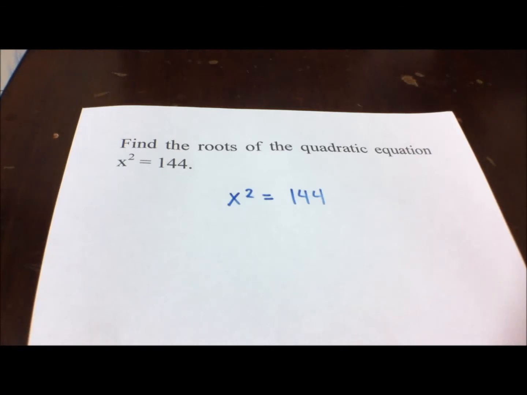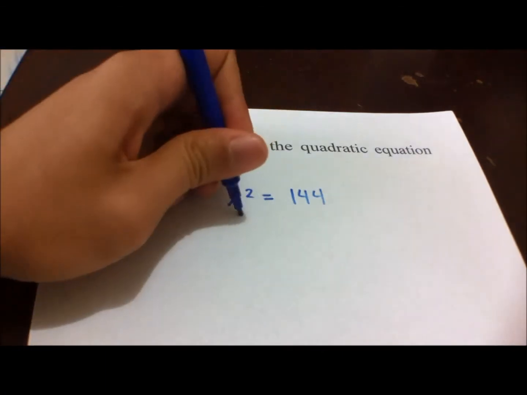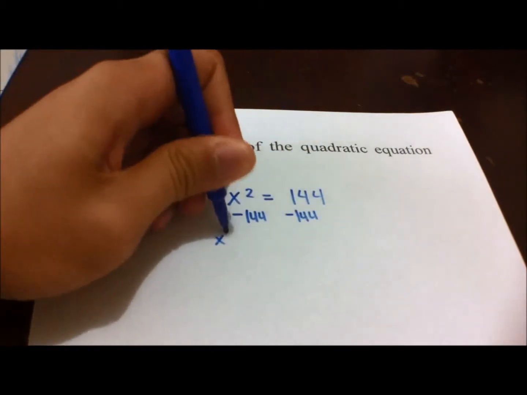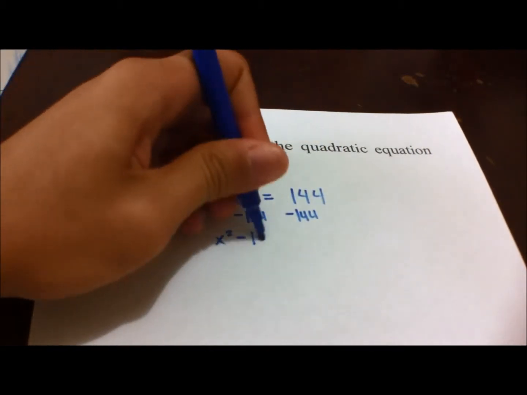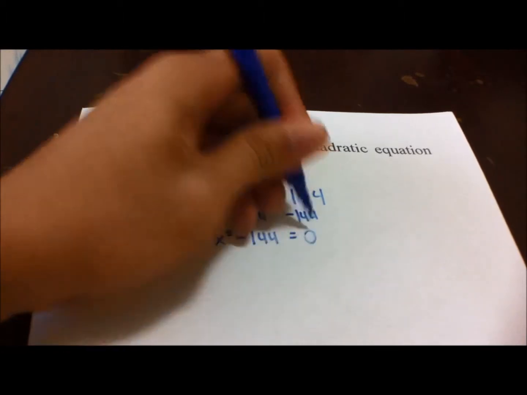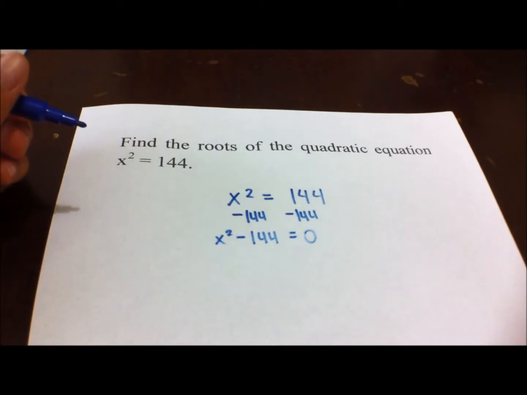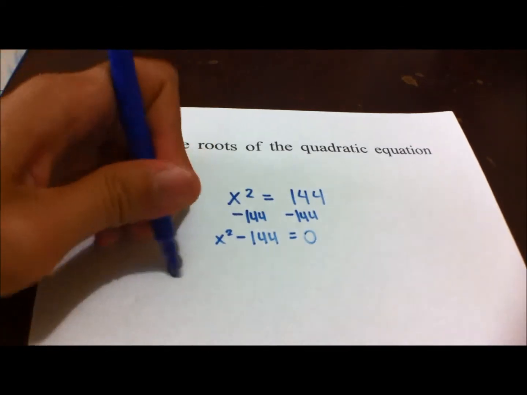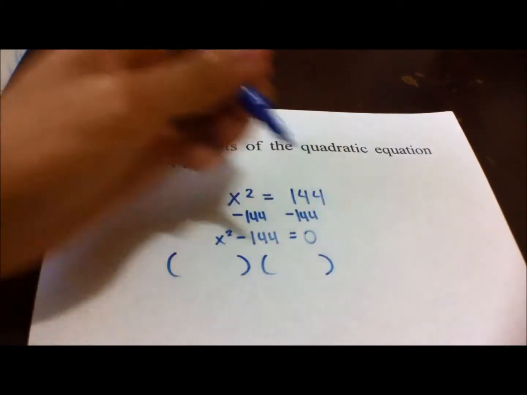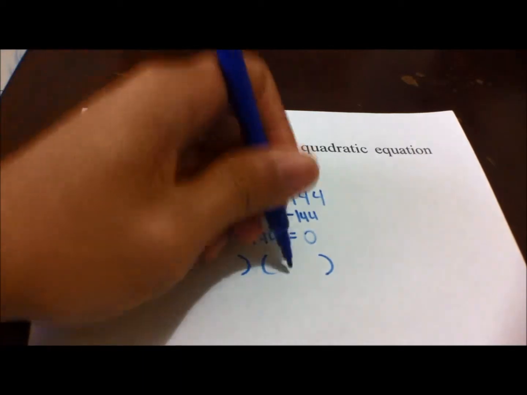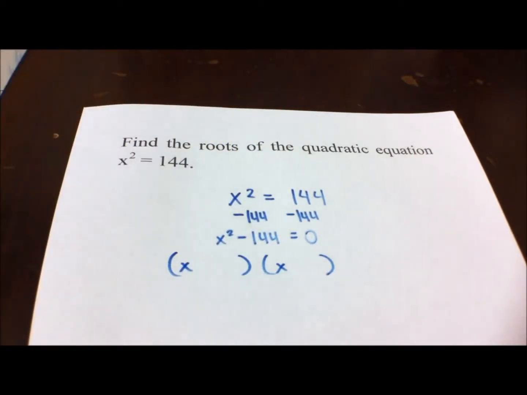One way is to factor this equation by subtracting 144 on both sides. This will make the quadratic equation equal to 0. Now we can factor this one out. It will turn out to be two sets of binomials. Factor x squared out, and it will become x on both binomials, since x times x is equal to x to the power of 2, or x squared.